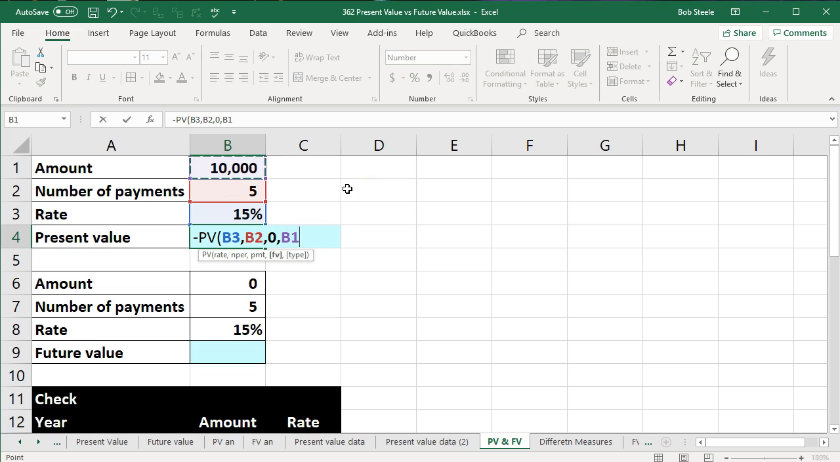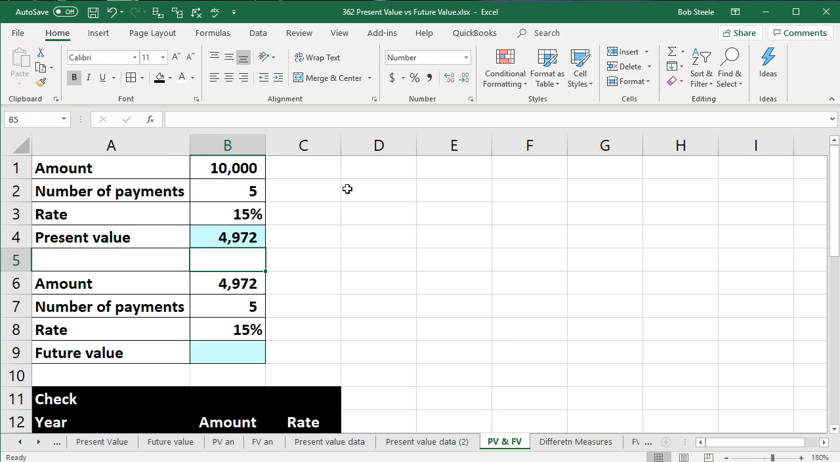So we're going to bring that future value back to the one-time amount, 5 years. So it's 10,000 in the future. What would it be in today's dollars? Hit enter. That's going to be the 4,972. So in other words, 5 years later, if we used 15% as the discount rate, the 10,000 after 5 years would be, in present dollars, 4,972. Now we're going to use that 4,972 and put that into our future value formula.